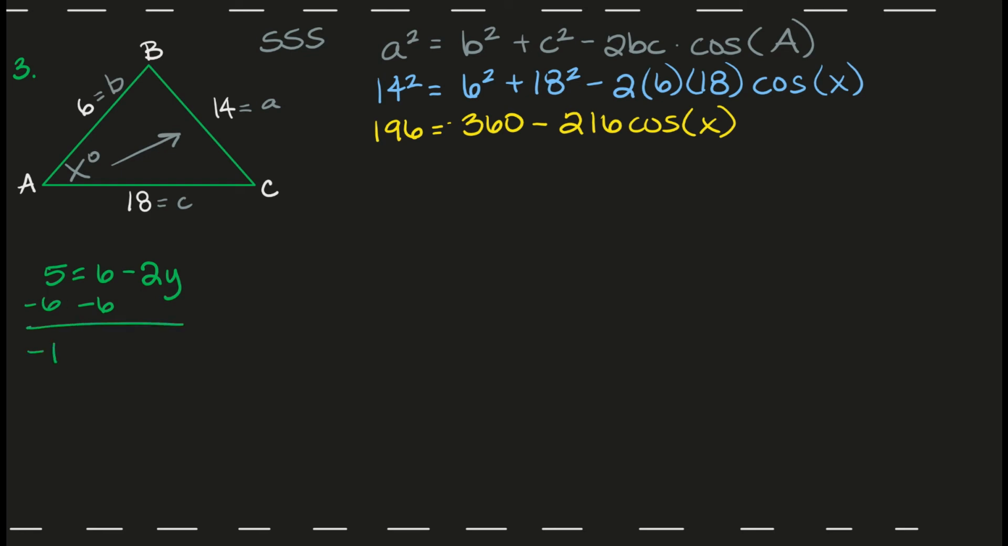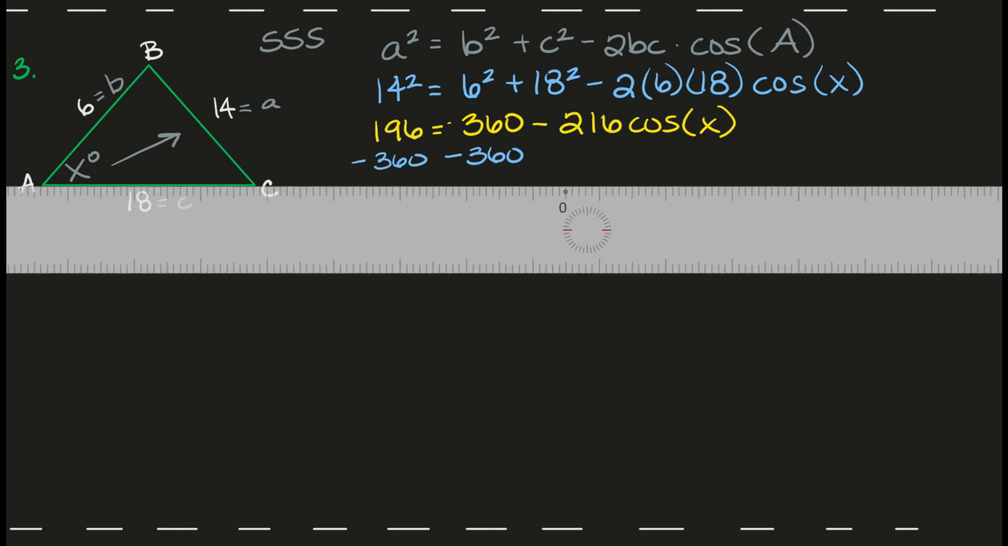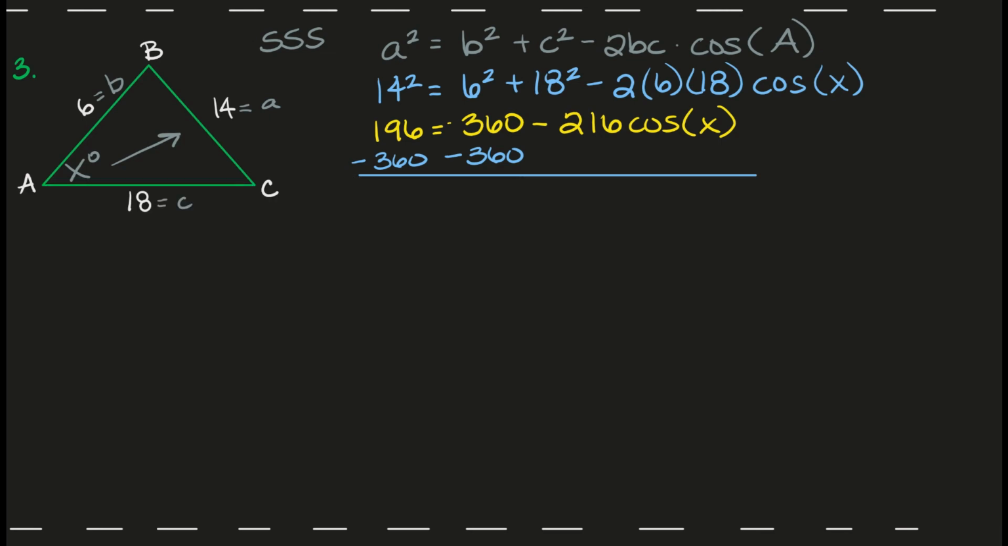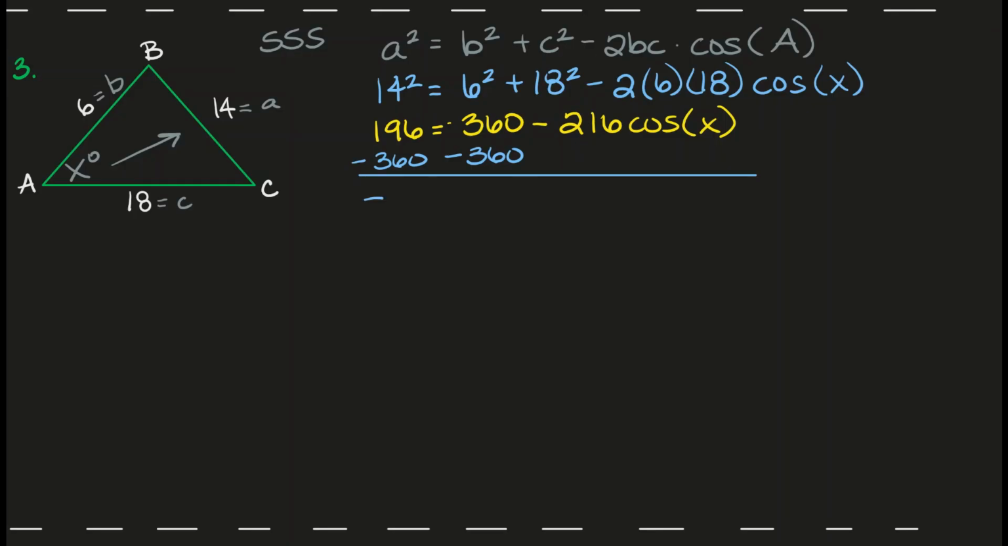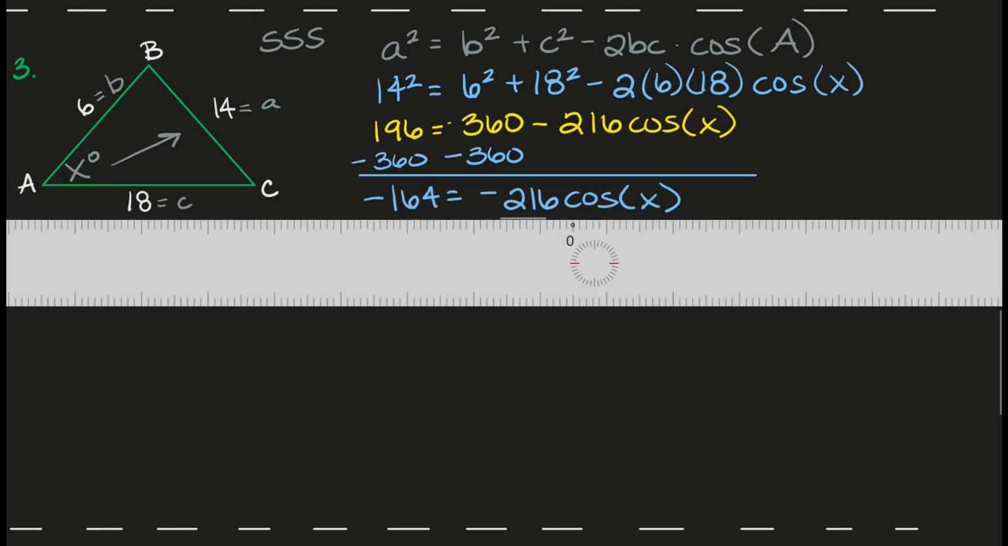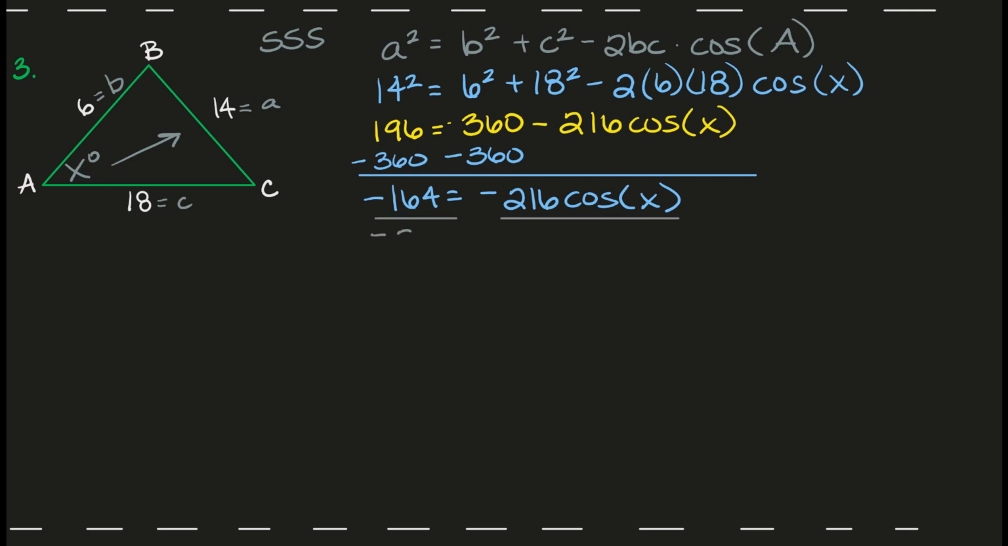So we need to move the constant 6 and then divide by the number that's in front of the variable. We're going to do the same thing over here. So we should subtract 360. So let me draw my line here. 196 minus 360, that gives me negative 164. This equals negative 216 cosine x. And I'll divide by the number that's in front of cosine. So here, we'll draw a line, and we will divide by negative 216.